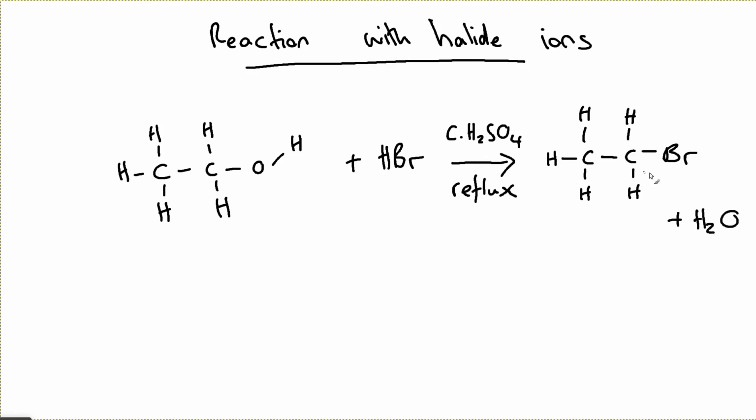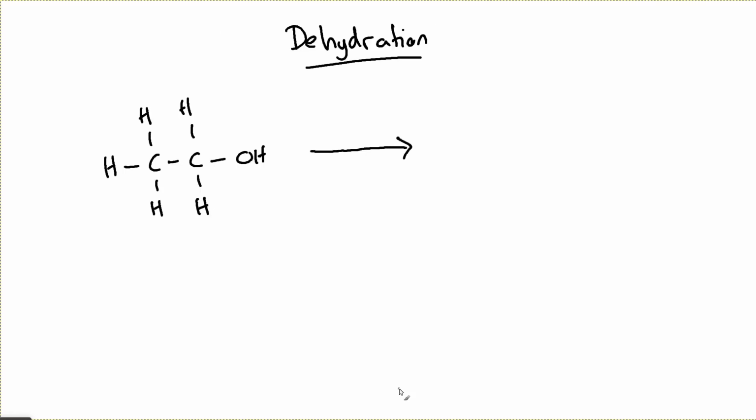So just as we've seen in the previous lesson, we can take a halogenoalkane and react it with hydroxide ions and replace the bromide with an OH to form an alcohol. We can also do the reverse, basically taking an alcohol with bromide ions and forming a halogenoalkane. This reaction will also work with HCl or hydrogen iodide, and you can form a chloroalkane here or even an iodoalkane.